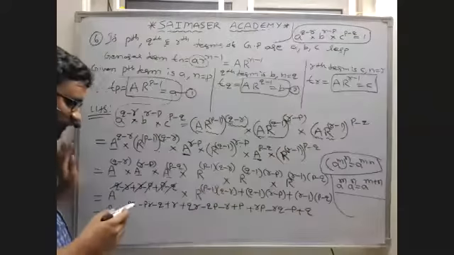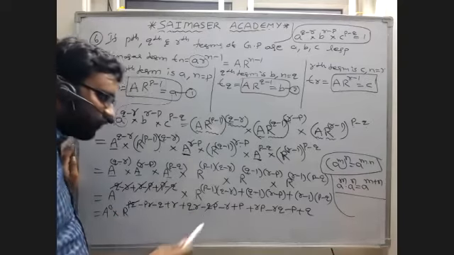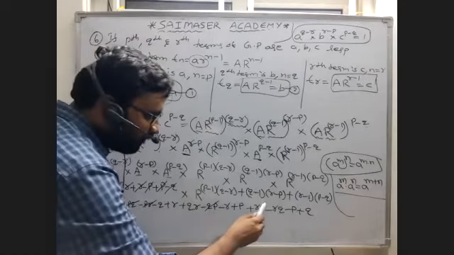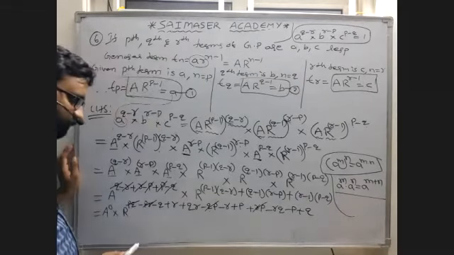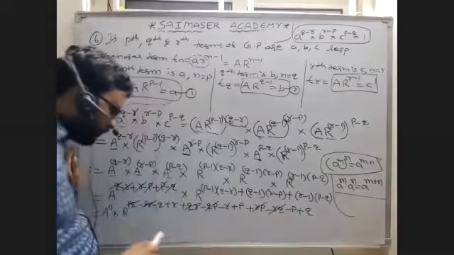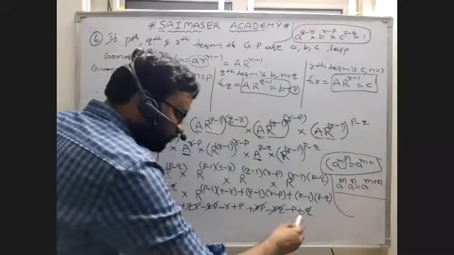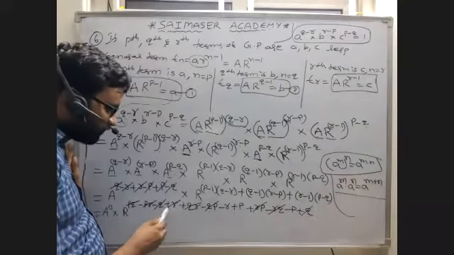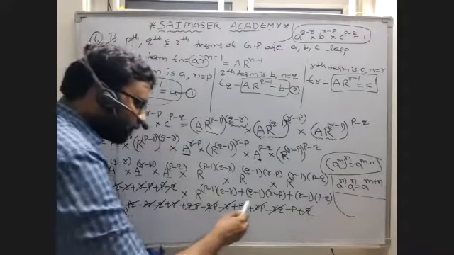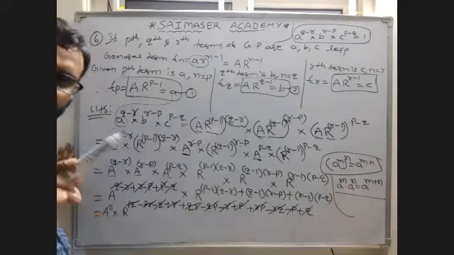Now check, is there any term that will get cancelled? Plus PQ minus PQ cancel, minus PR plus PR cancel, plus QR minus QR cancel, minus Q plus Q cancel, plus R minus R cancel, plus P minus P cancel. I told you, now all will cancel, and you will get 0.